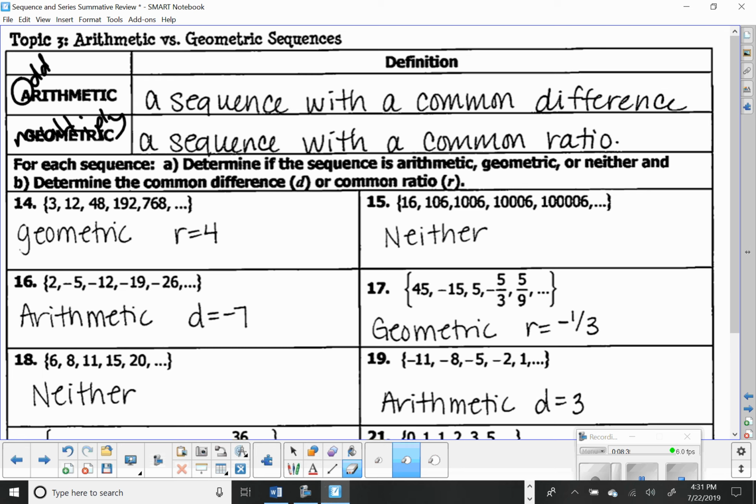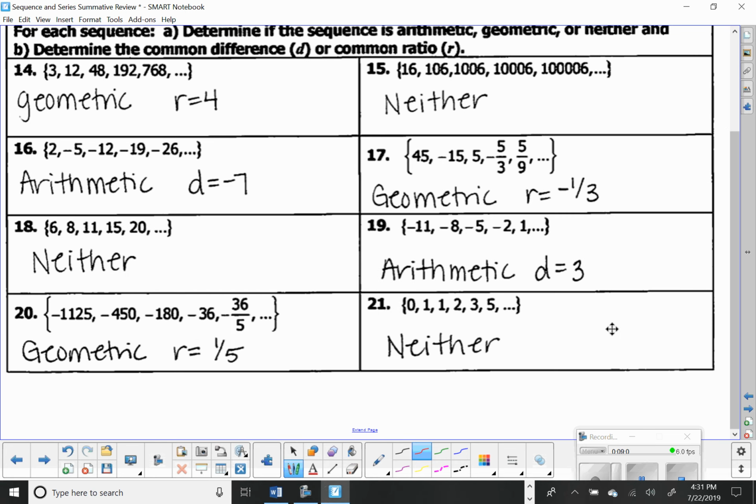Move on. As soon as you realize this one was arithmetic, -5 minus 2 is -7, -12 minus -5 is -7, and so on, you know it's arithmetic, and your common difference is -7. You do have to go all the way to the end. Okay? So for this, I would check for arithmetic first. If it's not arithmetic, check geometric. If it's not that, then it's neither.